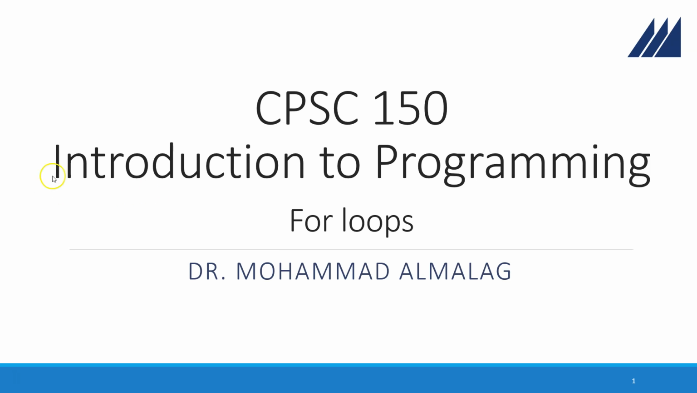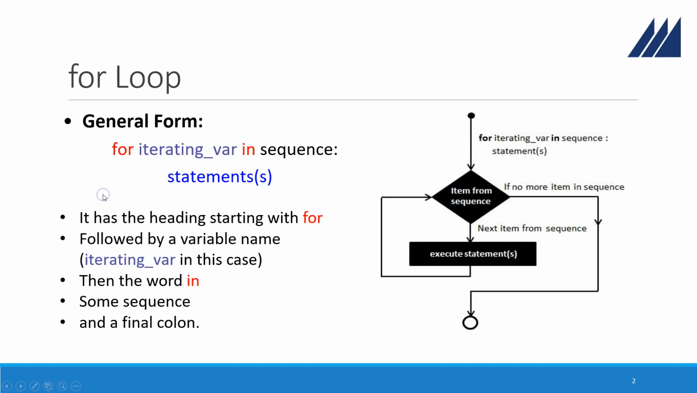Okay, so let's go ahead and see first what the for loop is. How does it look? A for loop is just similar to the while loop. We have the header of the loop, and then we have the statements or the body of the loop. It has to be indented. So let's take a look at what we have in the header.